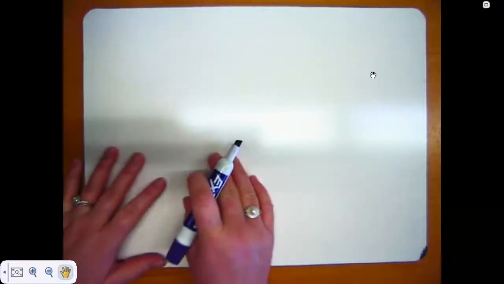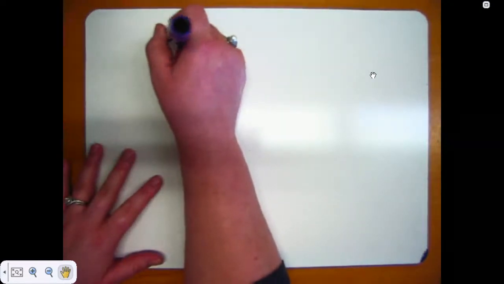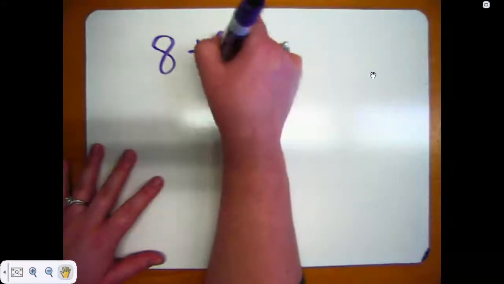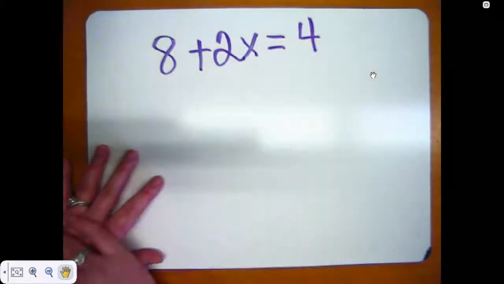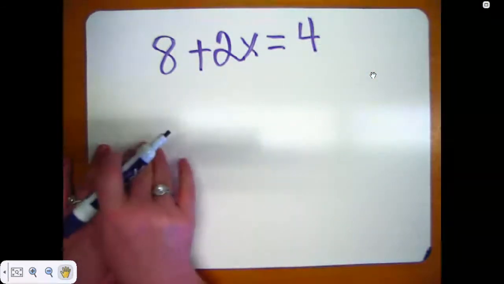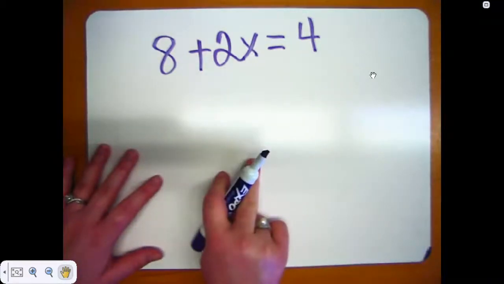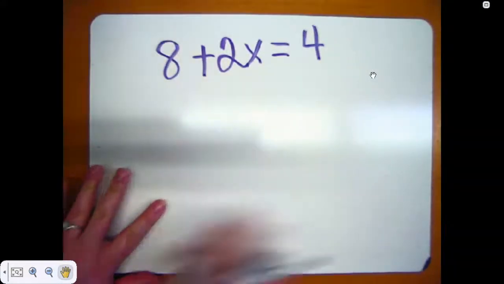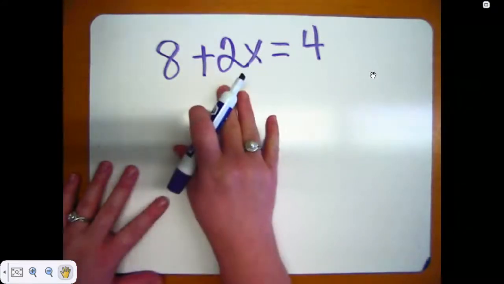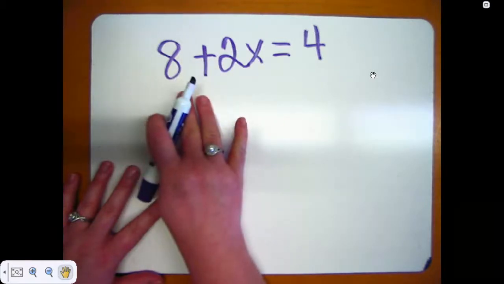Let's try it another way also, because you will see it different ways. You may see it as 8 plus 2x equals 4. Now this is different because my variable is in a different place, but I would do the same thing. I would put cups for my variables, I would put positive 8 here, and I would put positive 4 here. So the first thing I would do is, my variable still wants to be by itself, so I would get rid of anything that wasn't the variable.